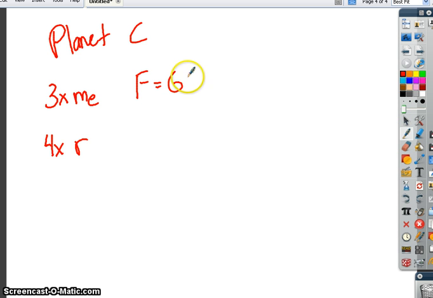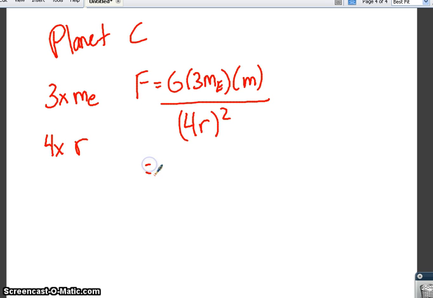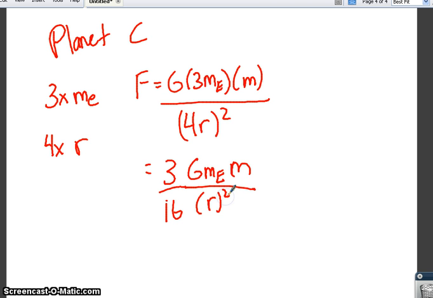So F equals G. Oops, sorry about that. F equals 3. So we factor this out. We pull the 3 out. G m e times m over 4 squared, 16, R squared. So if we were on this planet, it would be 3/16 of 100 newtons. I'm not sure what that comes out to be.